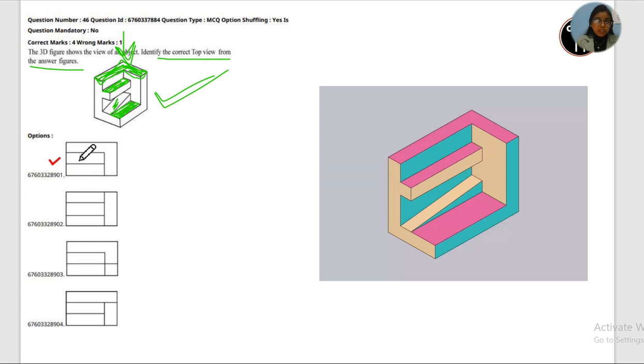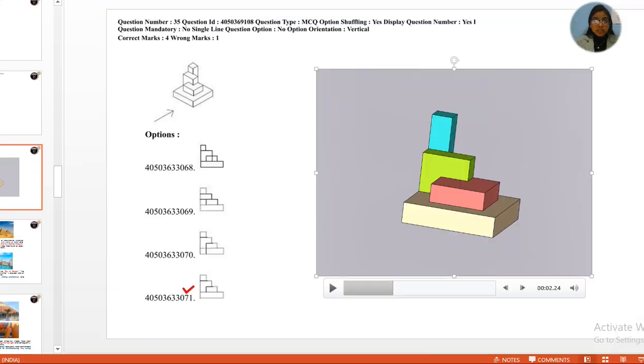Option number A, this is correct, but B is wrong because they have drawn a line over here and there is no level difference, so this is wrong. Option number C also, they have drawn a line over here, so this is wrong because this is at one level only. D also, they have made the same kind of mistake, so this is also wrong, and option number A is your correct answer.